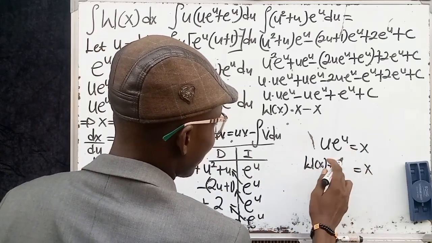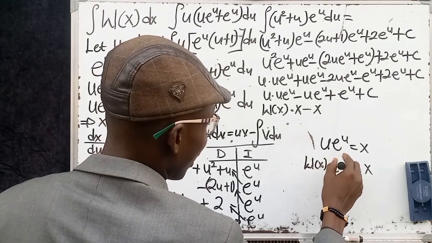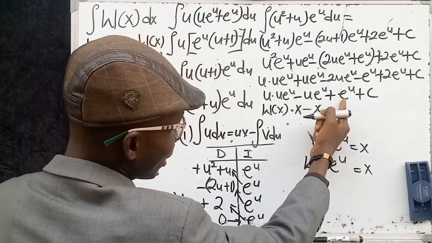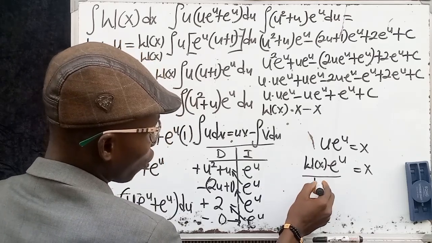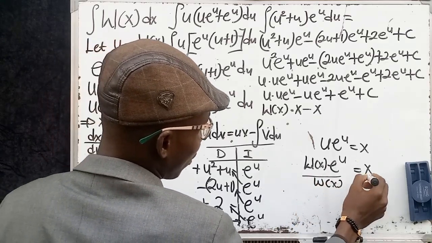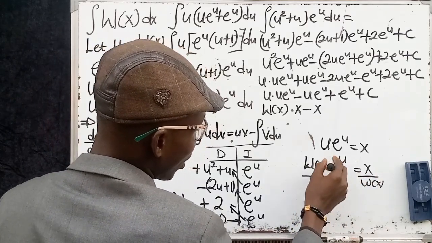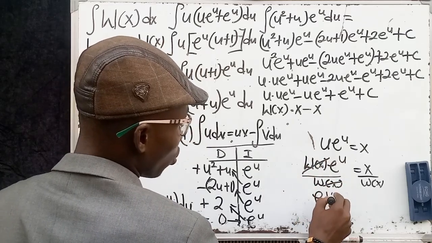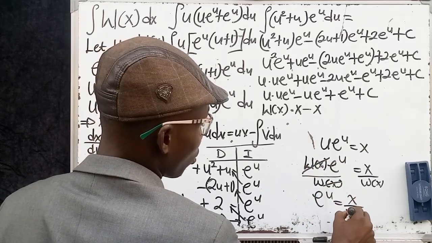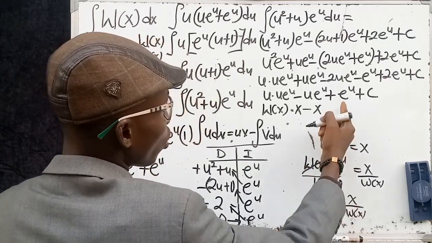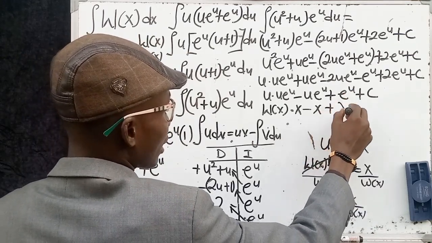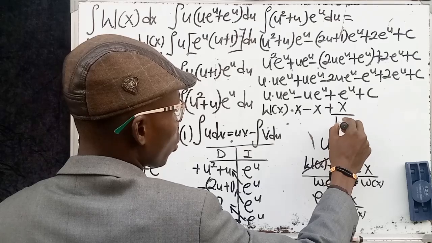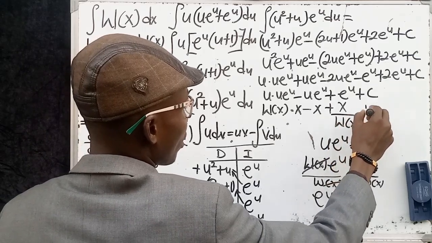Now I want you to understand that this W function of x is the same as U. Don't forget. So I can decide to write this as the W function of x and also write here as U. For us to make this e to the power of U the subject, we have to divide both sides by the W function of x. That means e to the power of U will be equal to x divided by the W function of x, plus our integration constant C.